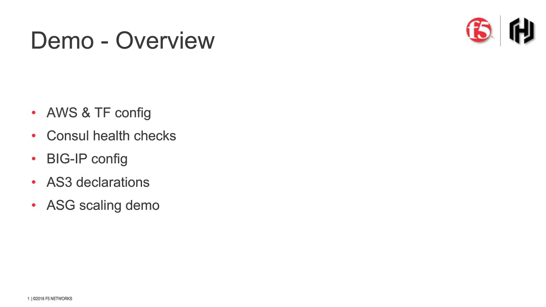And then we're going to show a quick auto-scaling group demo on AWS to show how we can add to our workload, right? We can provision more Nginx servers in this case and get traffic sent to them without any additional human intervention. So this is pretty powerful stuff.